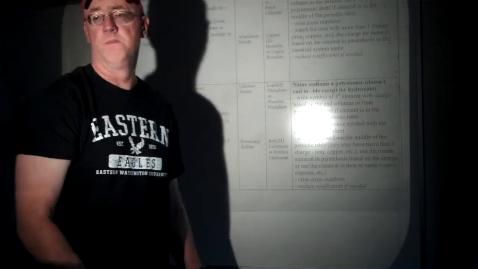Going the other way around, maybe a little bit easier. So if you're given the name and go to the formula, if you're given the name, just write the symbol with the charge and then crisscross the numbers. Reduce if needed, so be careful there, don't forget to reduce.